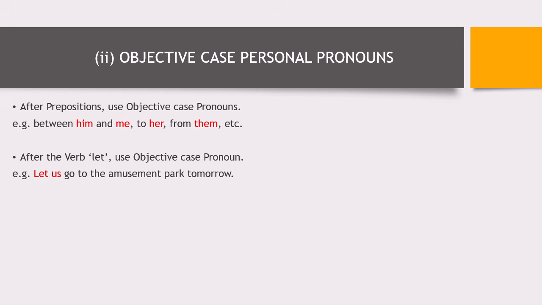Objective case personal pronouns. After prepositions, use objective case pronouns. For example, between him and me, to her, from them, etc. After the verb let, use objective case pronoun. For example, let us go to the amusement park tomorrow.